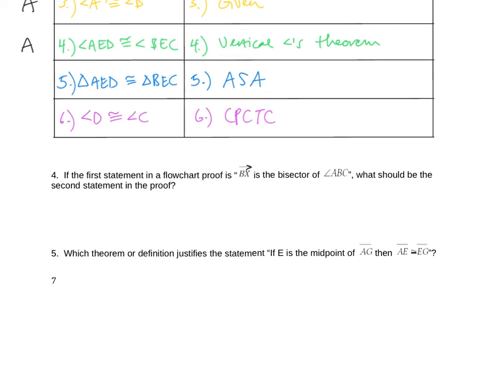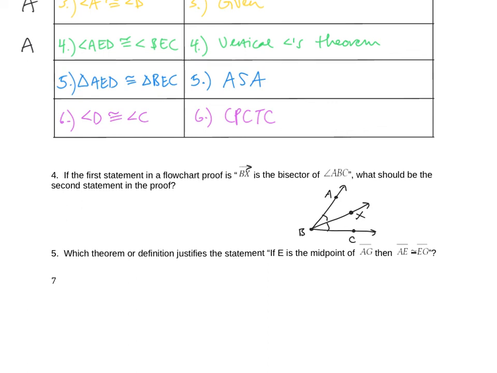Well, something that might help you out is to draw a picture. So let's try drawing a picture first. We have angle ABC, and we have this ray of BX that goes through it. So I can see that B is going to be my vertex, with A and C, and BX is the bisector. So think about, what do we know when we have a bisector? Well, don't we know that these two angles are congruent? Bisector means it cuts in half.